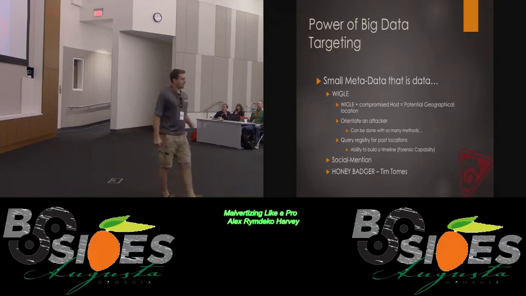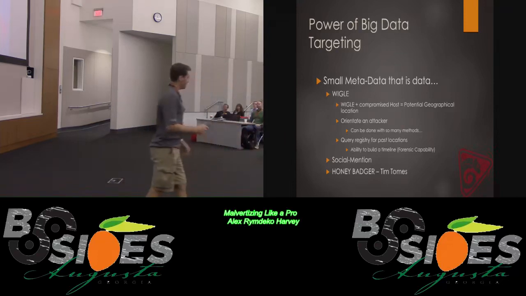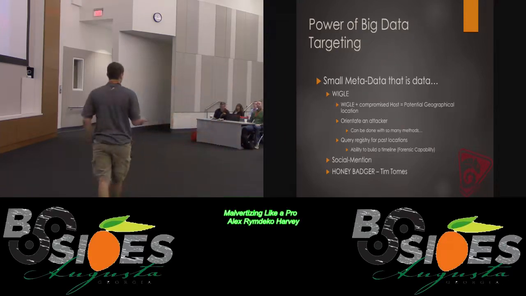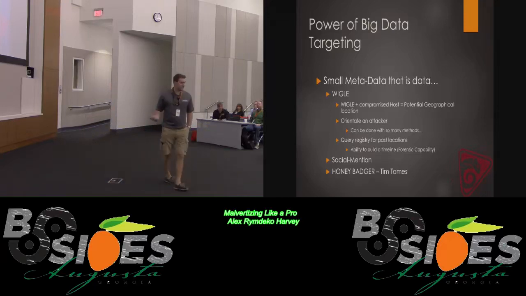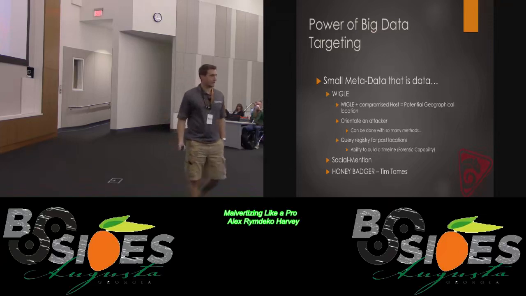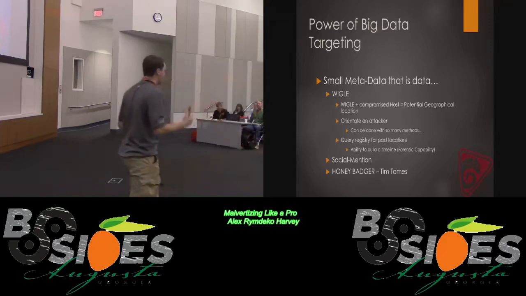A lot of times everybody's all hyped up about the initial exploit, but it's usually the stuff that's after is what you need to really worry about. Things like Wiggle. It's an interesting concept. Open source. Anybody can query a MAC SSID, and they're up and rolling. They can orient an attacker. Let's say you want to know where your potential target is. It's things like this that are really helpful.